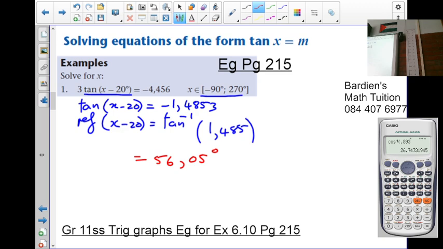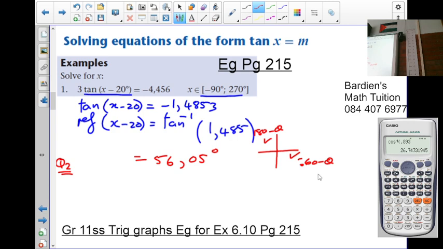So what question comes to mind? In which quadrant is tan negative? Second and fourth quadrant. How do I get to the second quadrant? 180 minus theta. How do you get in the fourth quadrant? 360 minus theta. Okay, so let's go with quadrant 2.